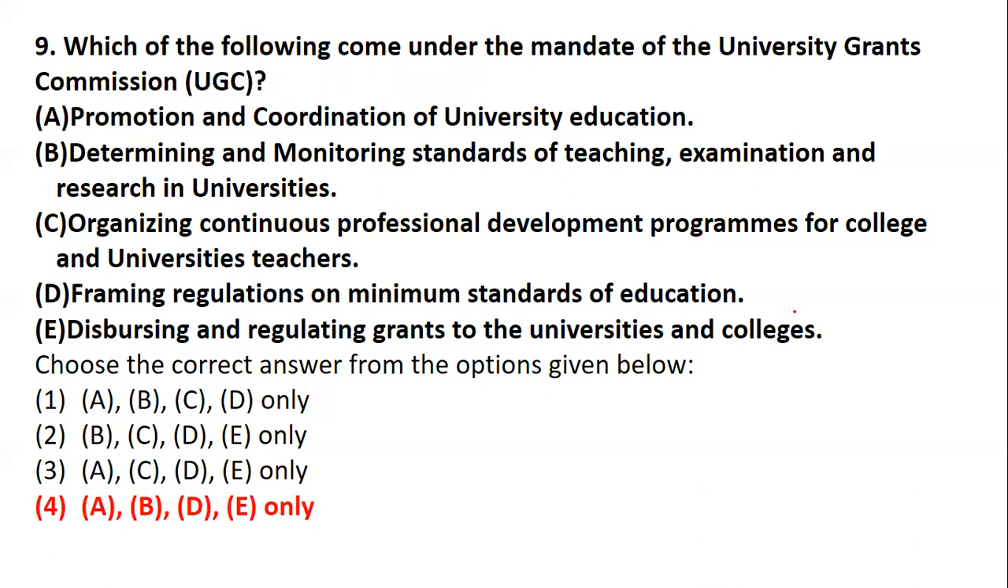So the following is the list. Option A is promotion and coordination. Then we have determining and monitoring the standards. Then we have framing the regulations, and then dispersing and regulating grants to universities. So these are the options which are talking about the official orders of UGC.